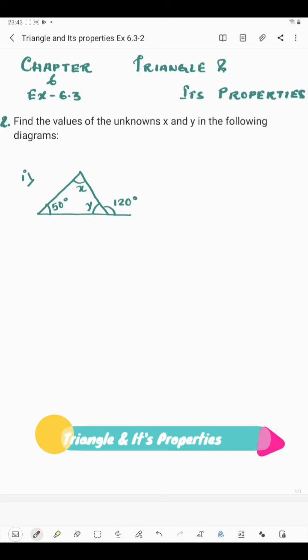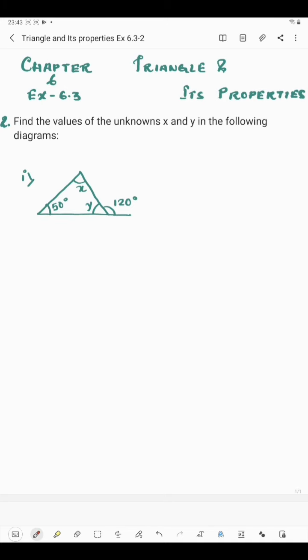Students, now I am going to start question number 2 of exercise 6.3. Question number 2 says find the values of the unknown x and y in the following diagrams. Here we have the triangle. Here x, y and 50 degree are interior angles of the triangle and 120 degree is an exterior angle. Now we will have to use the properties to find the value of x and y.